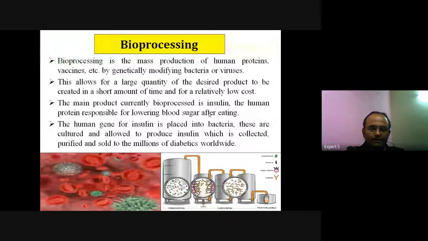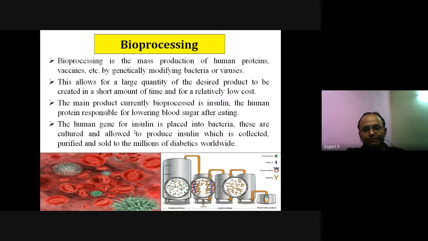Proteins and vaccines are produced by genetically modified bacteria or viruses. Bioprocess generally means the production of a particular product on a large scale. Bioprocessing allows a large quantity of the desired product to be created in a short amount of time and at a relatively low cost. The main product generally bioprocessed is insulin. Under natural, normal conditions, insulin is released from the pancreas, which helps in lowering the blood glucose level.